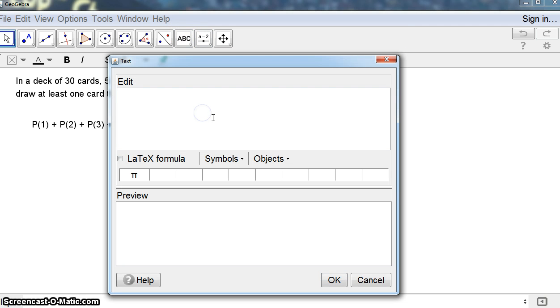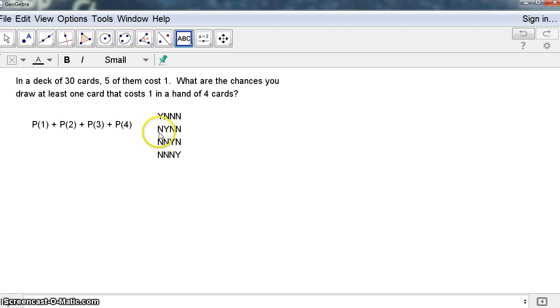Then I'd have to look at the ways to draw 2, and so on. And I don't really want to go about it this way, because this is already getting complicated, and we're going to have to calculate all of these different probabilities. There's got to be a simpler way to go about this question where we're being asked at least 1.